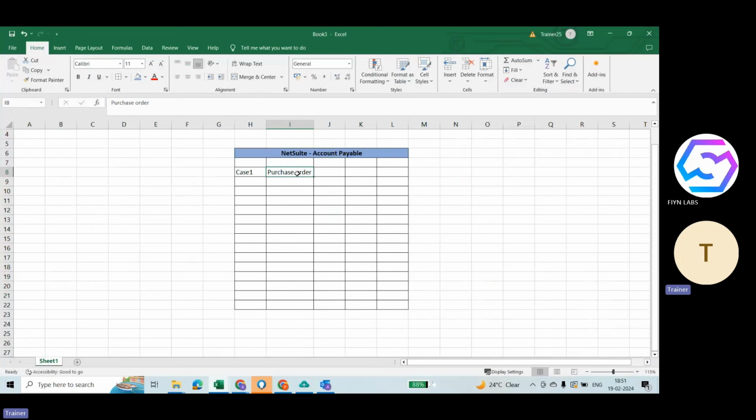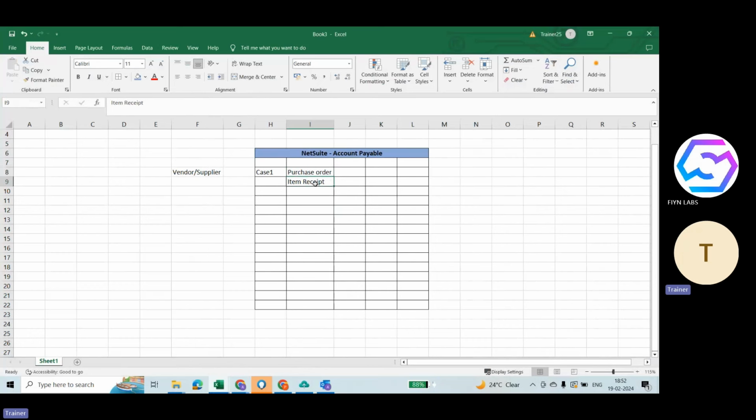Once that is supplied by the supplier, we create an item receipt. Item receipt is the next step in the cycle, where the company receives the product supplied by the vendor. The master data for this case scenario is a vendor; in some companies they call it a supplier as well. So you have a vendor, and from the vendor you create a purchase order, and then the item receipt is created.